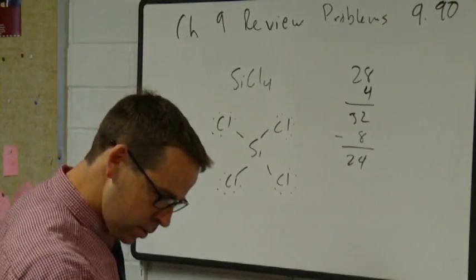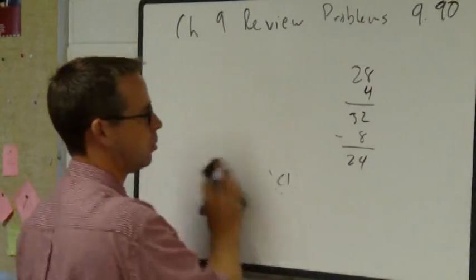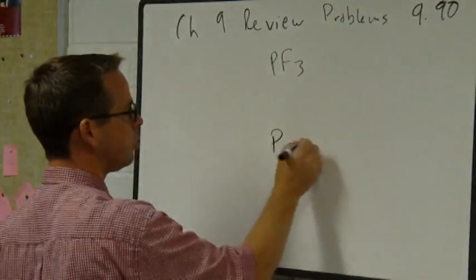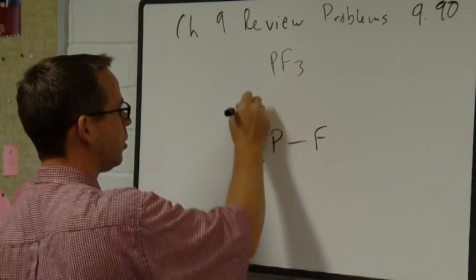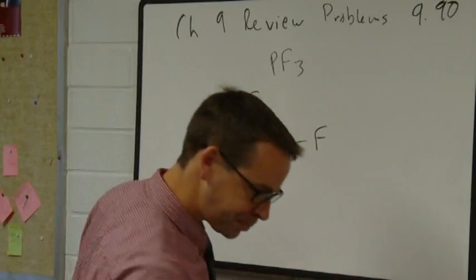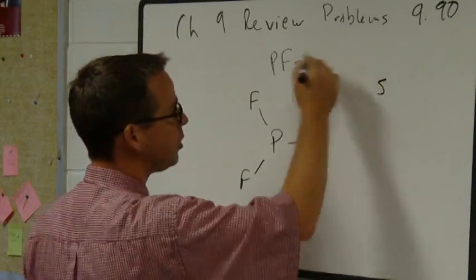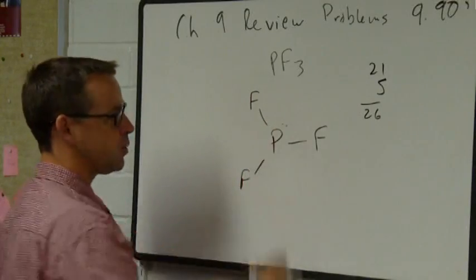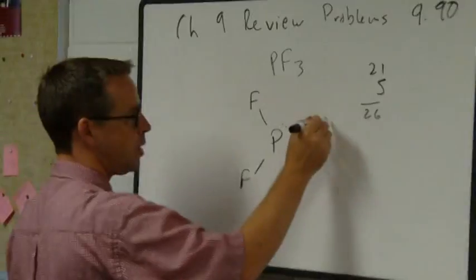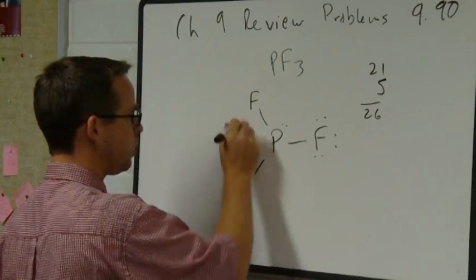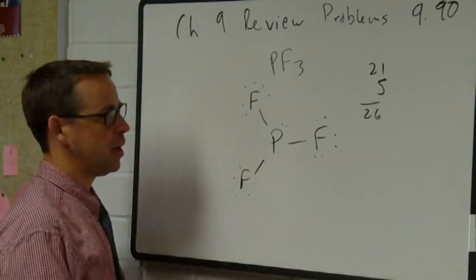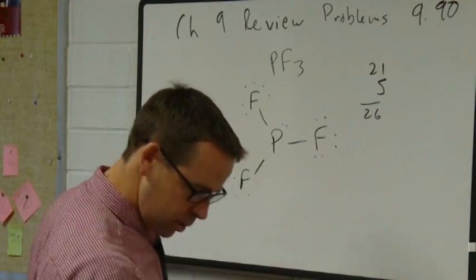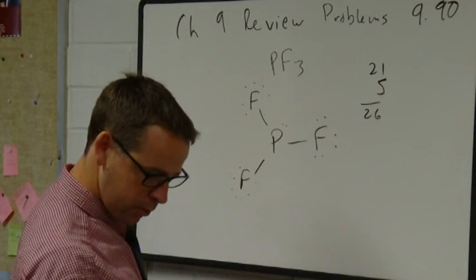All right, so PF3. Phosphorus in the middle. Fluorine, fluorine, fluorine. How many? Phosphorus brings 5. Fluorine 3 times 7 is 21. 26 valence electrons. 1, 2, 3, 4, 5, 6. First thing we do is fill up our middle. 7, 8, 9, 10, 11, 12, 13, 14, 15, 16, 17, 18, 19, 20, 22, 23, 24, 25, 26. So that is going to be our Lewis structure for phosphorus trifluoride. I think I said phosphorus tetra, but it's phosphorus trifluoride, right?